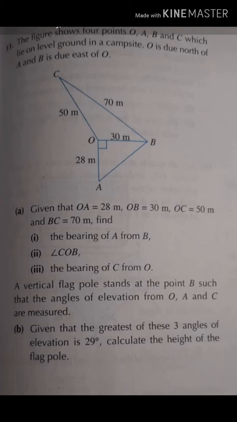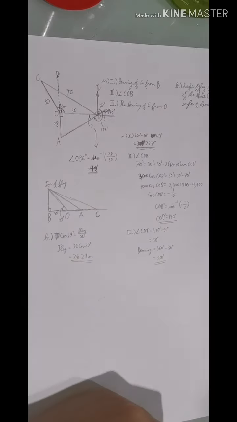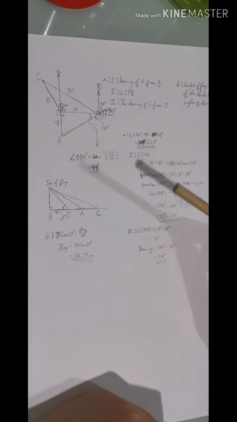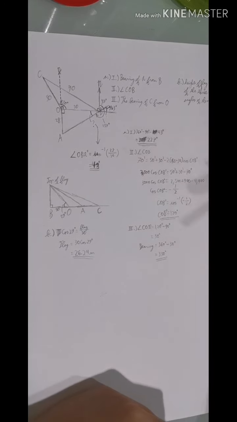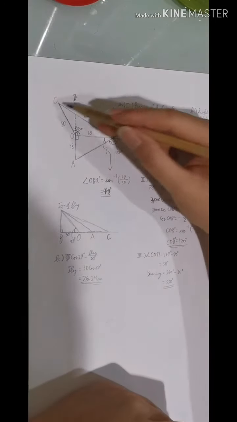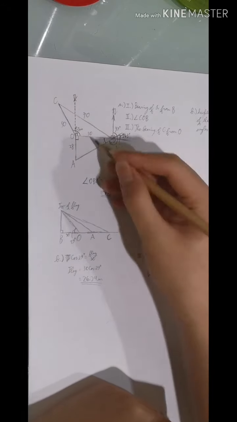This is number 11 from exercise 7c. Feel free to pause the video to take a look at the question. And here is the guided walkthrough of the answer to number 11. Now, as we see here, we have two triangles, and one of them is right angled.